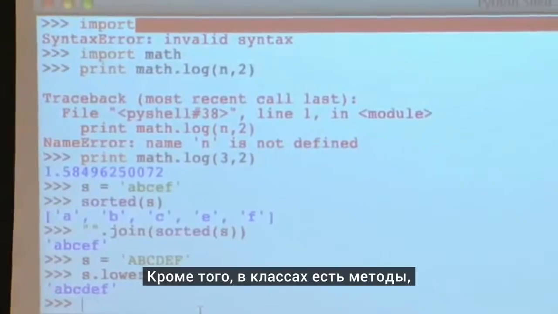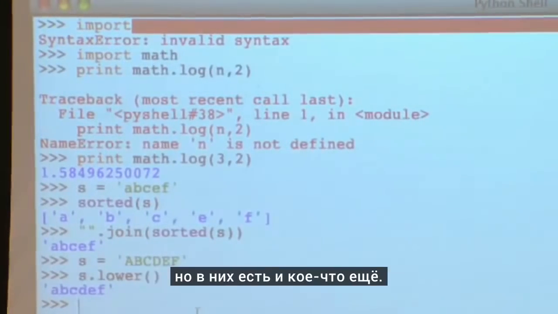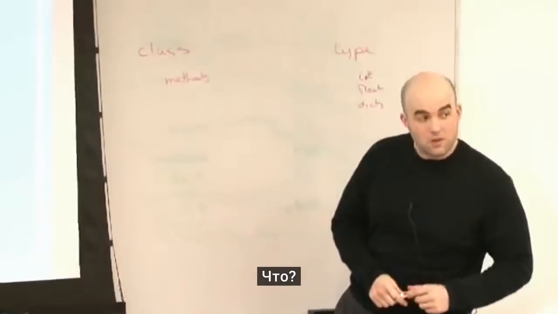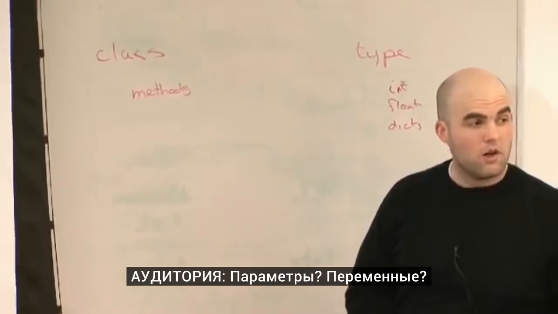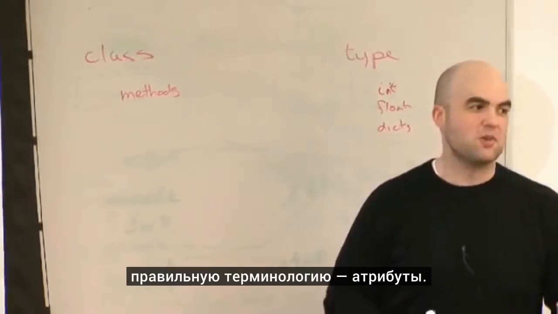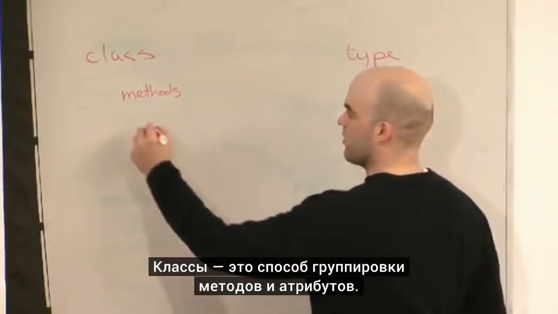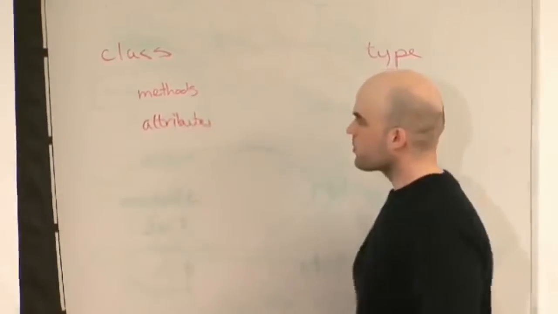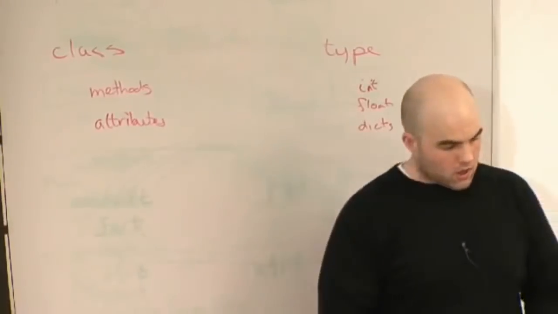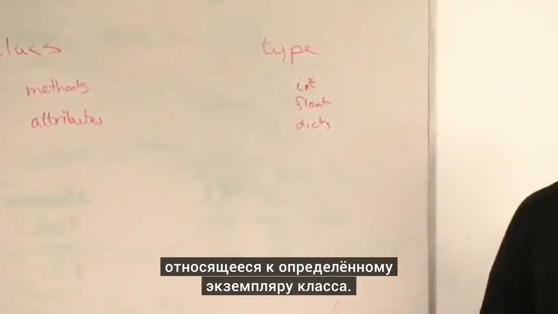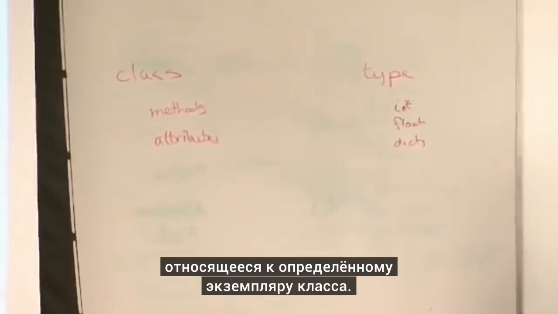Along with that, classes have methods, and they also have something else. Someone help me? What? Like parameters, variables? I'm looking for something, so terminology-wise, attributes. So they're a way of grouping methods and attributes, right? So when we talk about attributes, we're talking about things that pertain to a specific instance of a class.